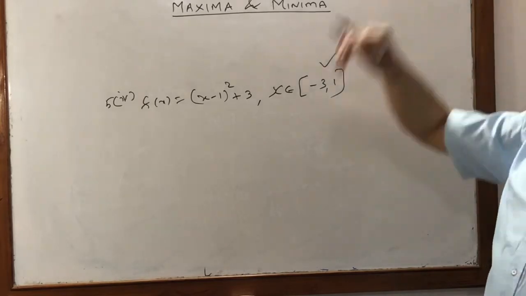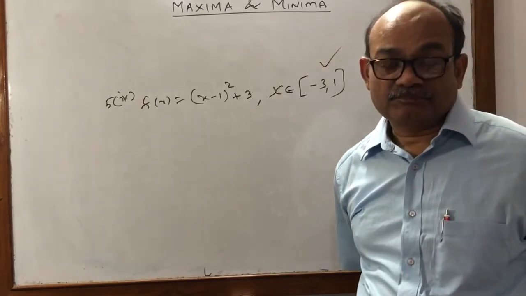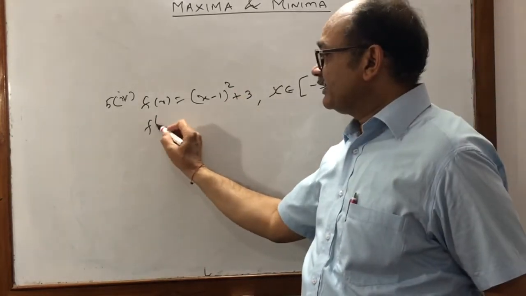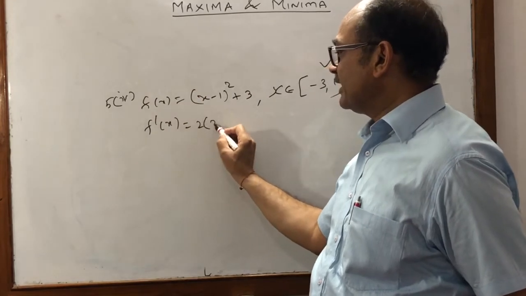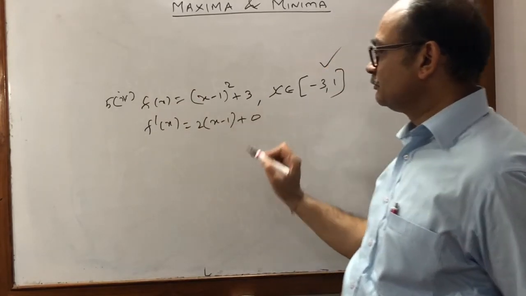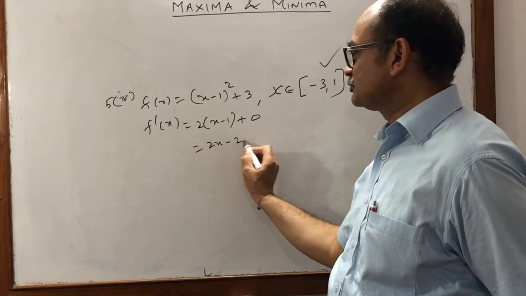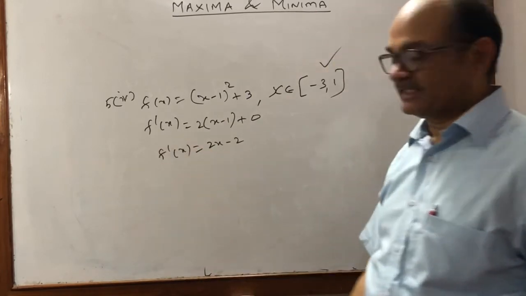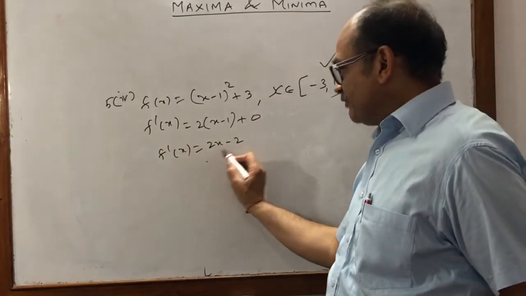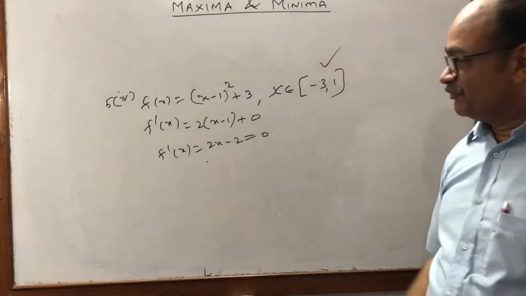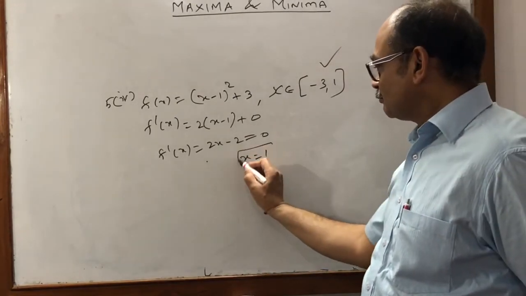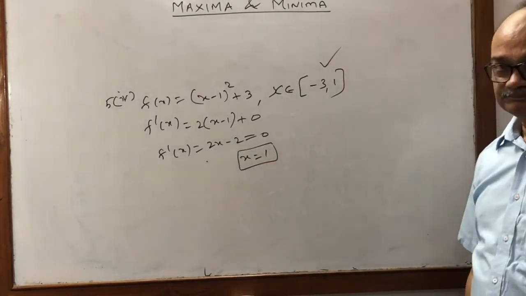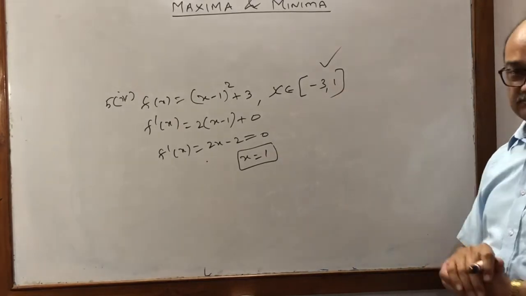How do we solve when closed intervals are given? First thing, you have to calculate f dash x, 2x minus 1 plus 0, that is 2x minus 2, is the value of f dash x. It means when you compare this with 0, we are getting x equals to 1. X equal to 1 is already here.